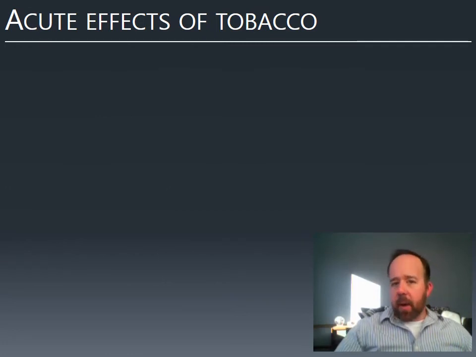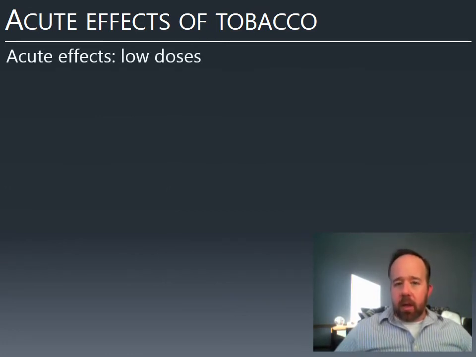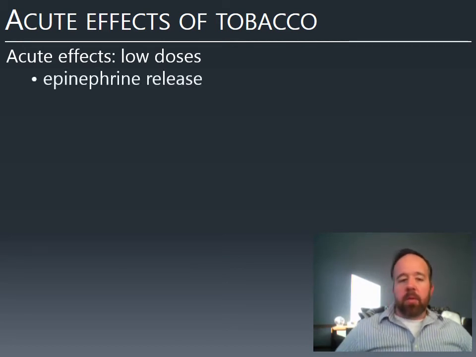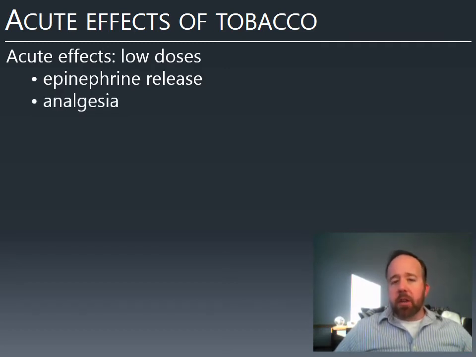So what are the effects of tobacco? There are acute effects, and it depends on the dosage, and this is true of many drugs. But for example, epinephrine, also known as adrenaline, is released as a consequence of nicotine, of tobacco use. And so it is what's called a sympathomimetic. So it activates the sympathetic nervous system, which is why you get that sense of arousal. It also has analgesic effects, and this is one of the traditional medicinal uses. So you have lowered pain perception.